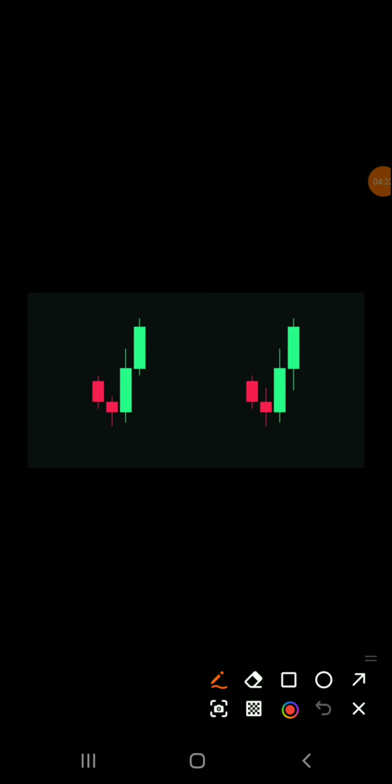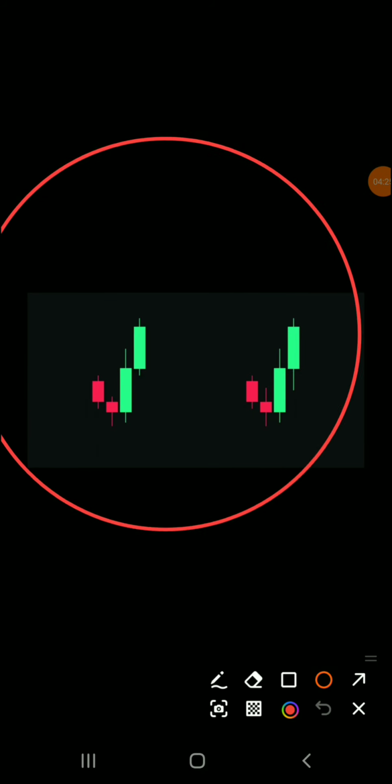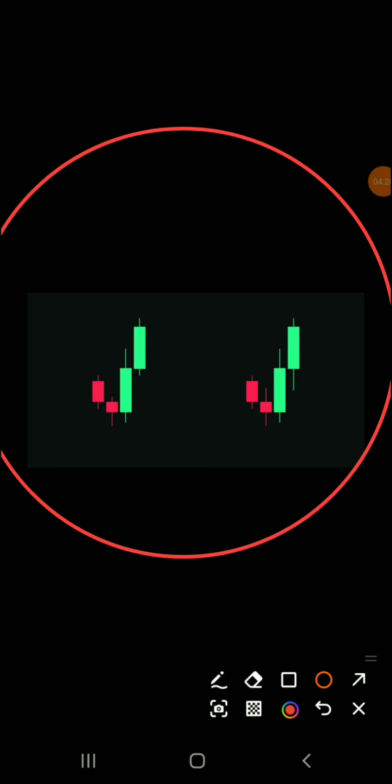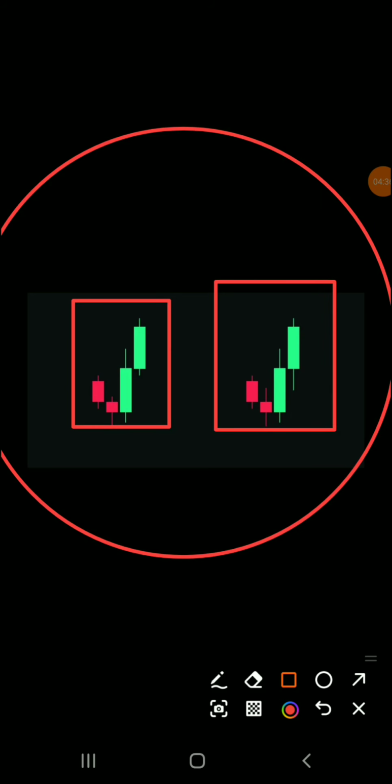Now on the screen, you're going to see an illustration of 2 candlestick patterns. However, there's a difference between this candlestick and this candlestick. Who can tell me the difference between these candlesticks in 3 seconds?